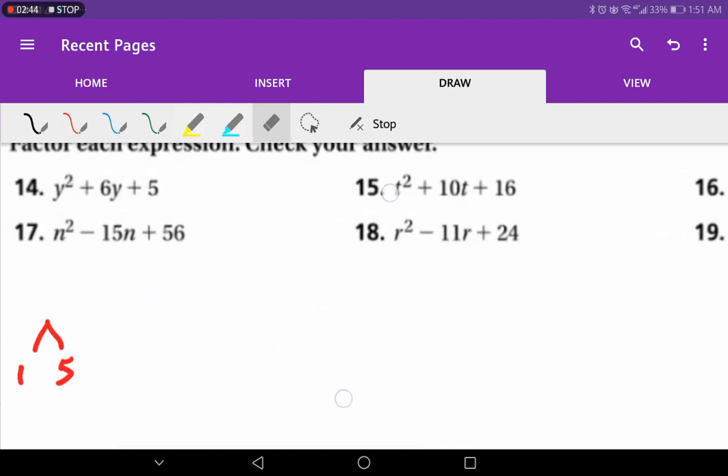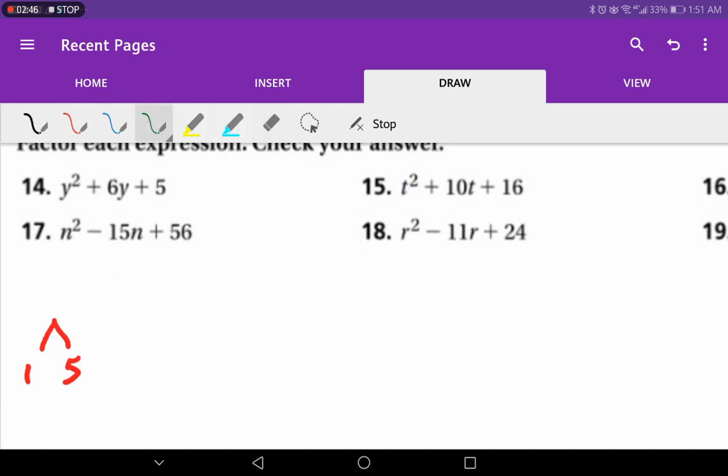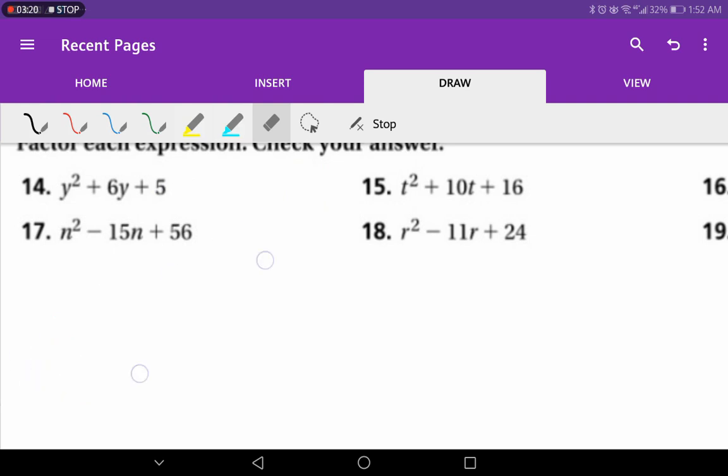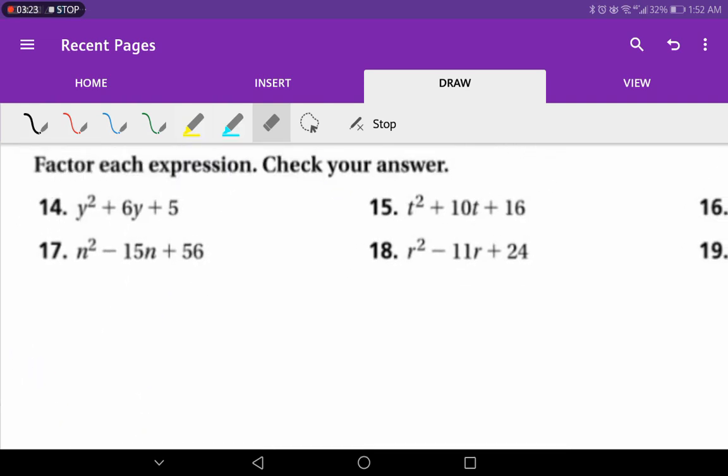So what I have to do here is draw two parentheses, and the first letter is y, and the two factors here, positive 1 and positive 5. Teacher, all of the time positive? No. This number is positive and this number is positive. Because of that, I write positive 1 and positive 5. Are you happy with that? I hope so.